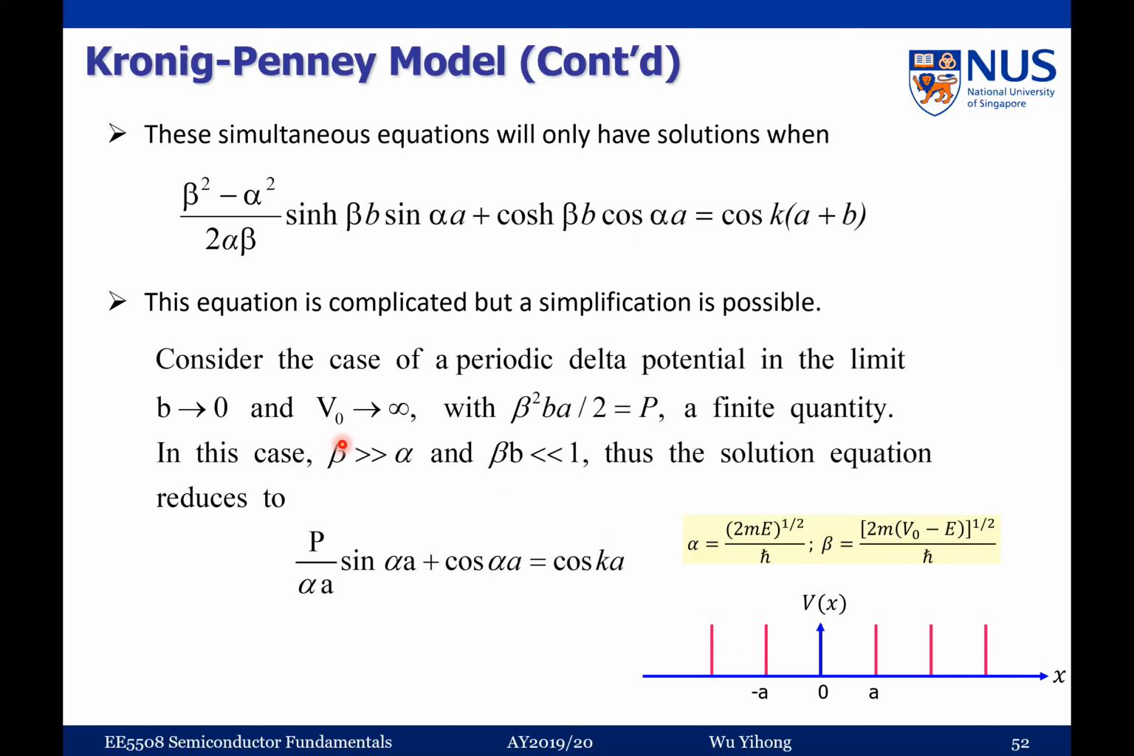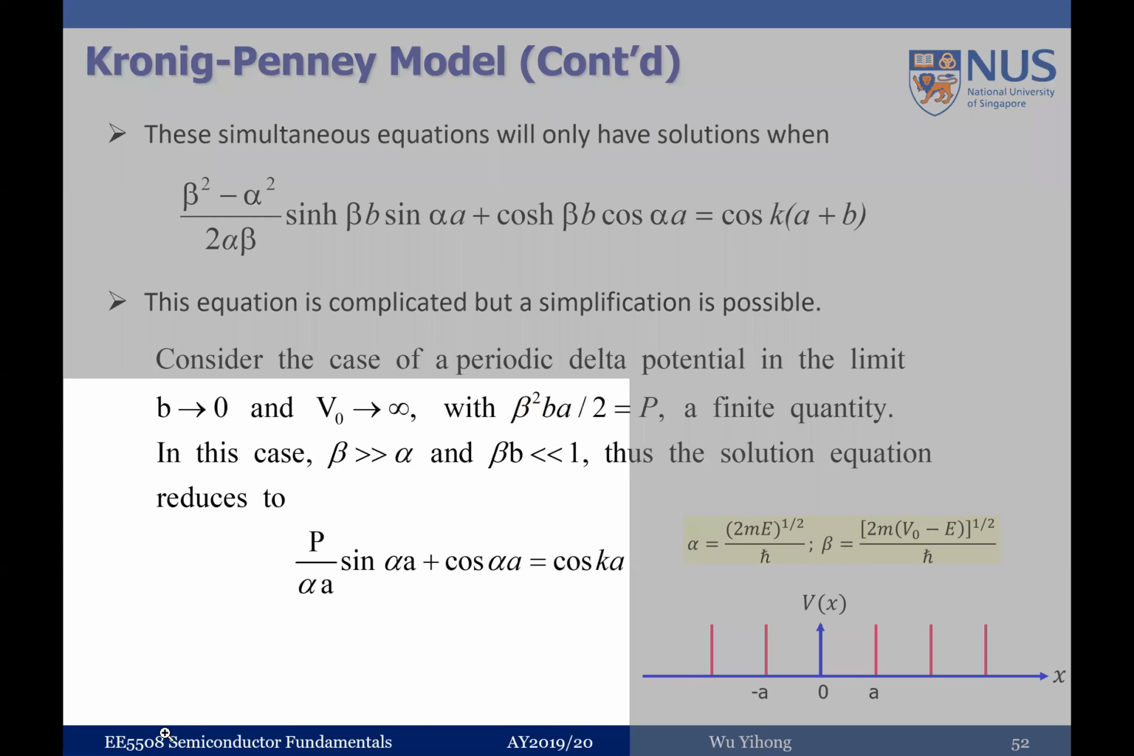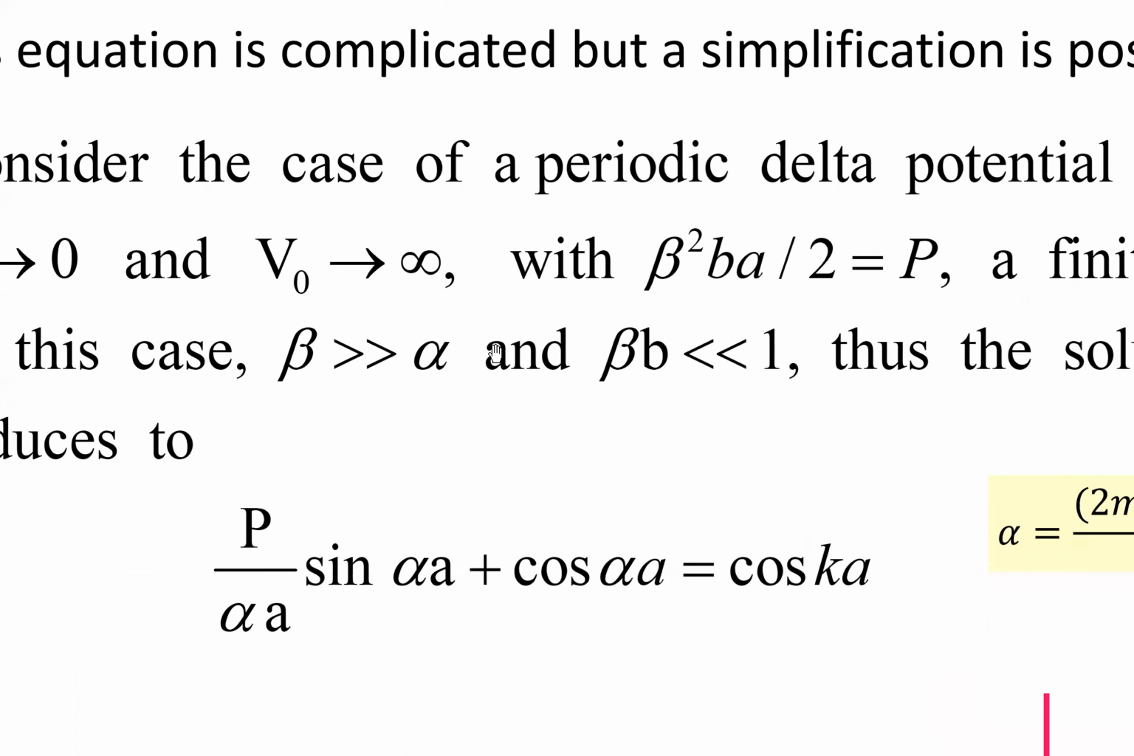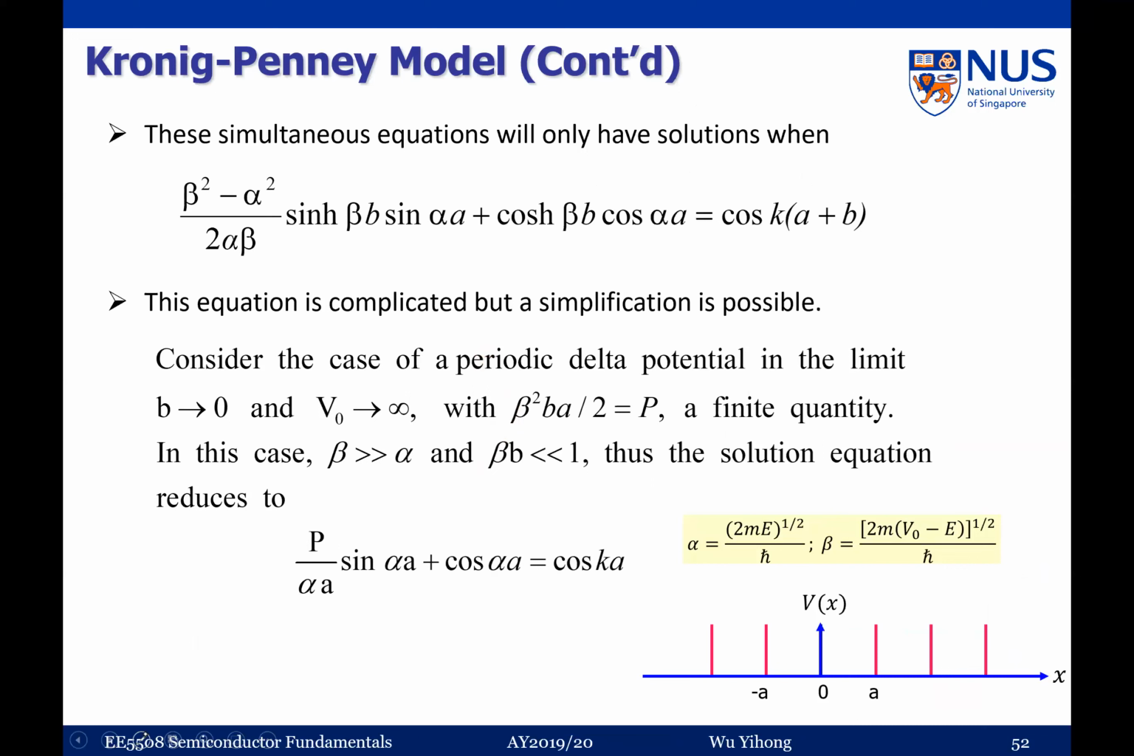So what we'll do is try to increase V naught. We assume that V naught approaches infinity and the barrier width approaches 0. However, they will approach in such a way that this term itself is finite. Okay, so then we try to look at this one. So we just write this one here.